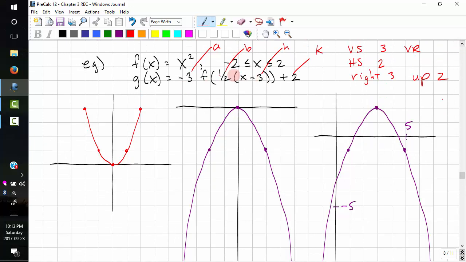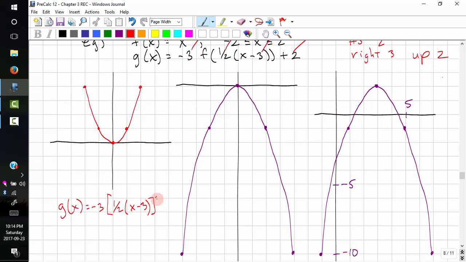So again, we can do the transformation on our x squared. So this is g of x equals negative 3, and we do big square brackets, and we substitute in this 1/2 x minus 3 bracket squared and plus 2. So we can factor this out and we get negative 3 over 4 x minus 3 squared and plus 2. So we look at this and our vertex is at 3, 2.